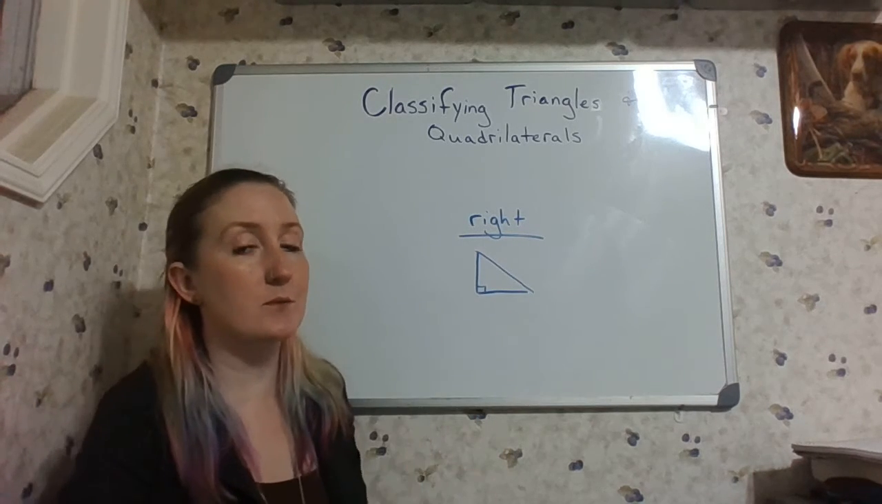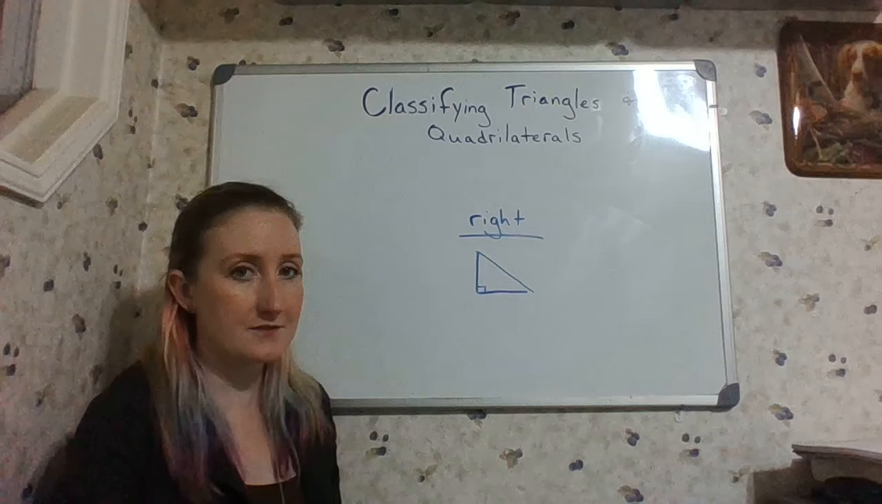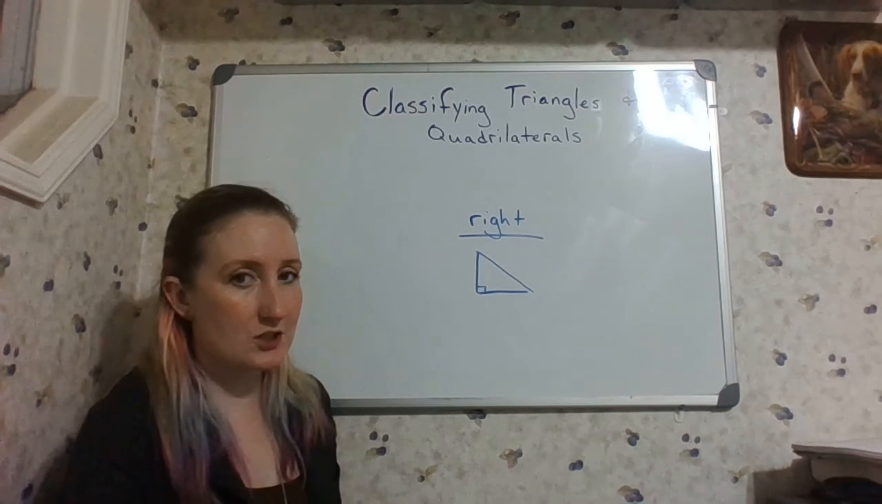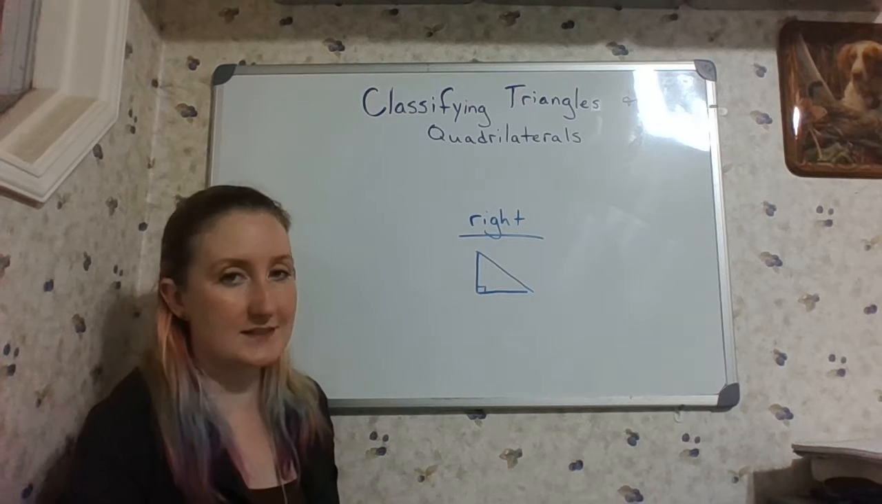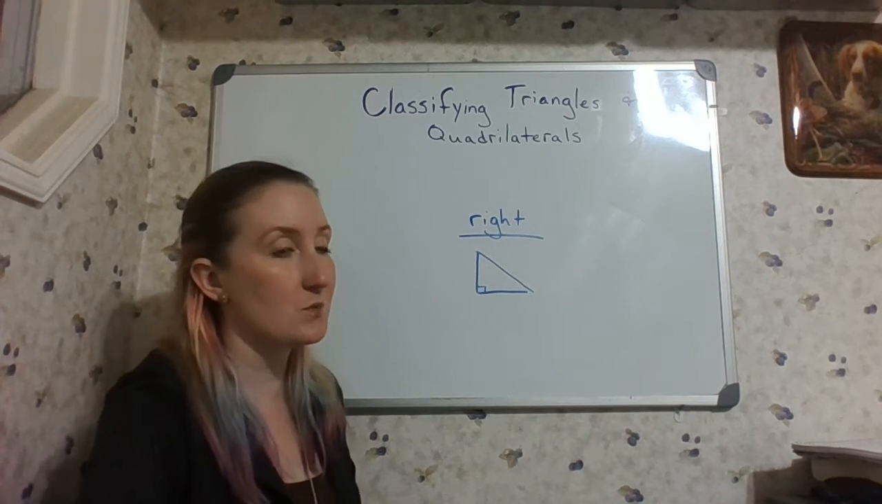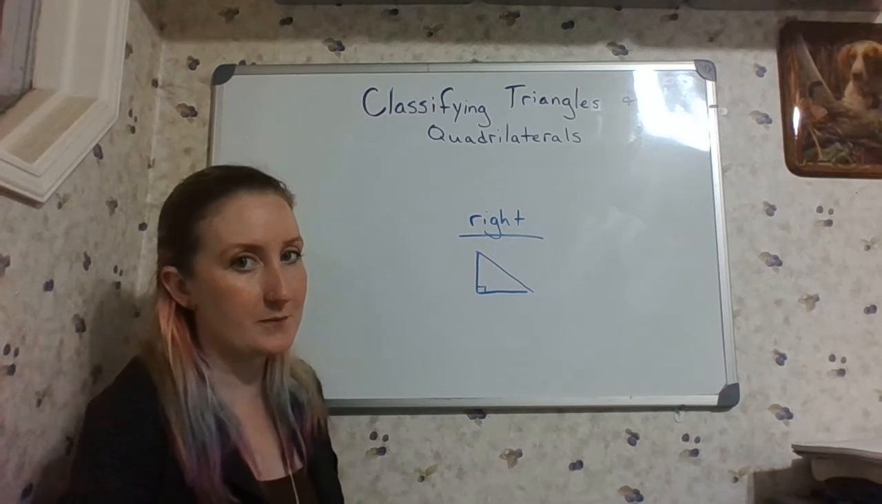So on your assignment, what I want you to do with the triangles is classify them as best you can. If you know that it's an acute triangle and you know that it's scalene, make sure that you write that down, okay? I want both of them, not just the one or the other, unless it doesn't give you enough information to do that.